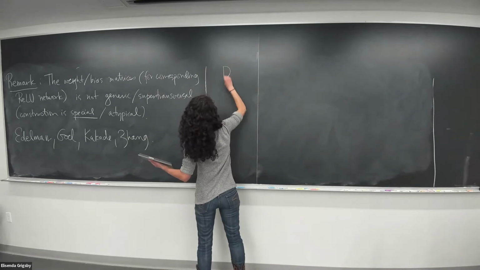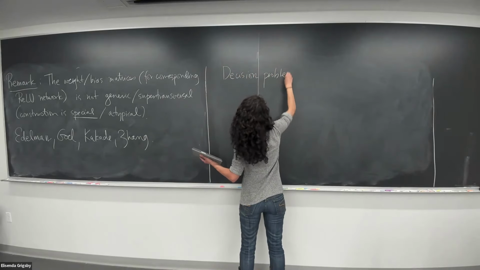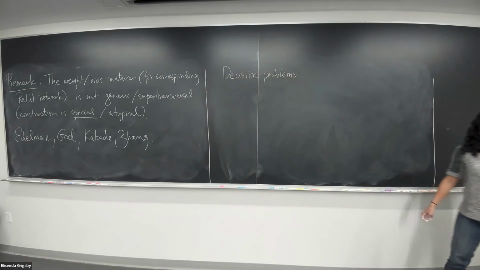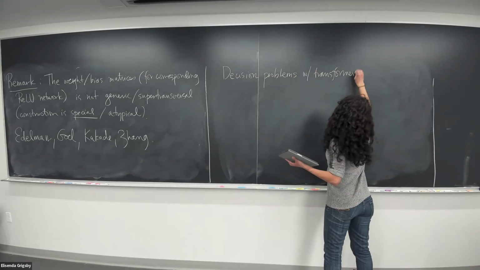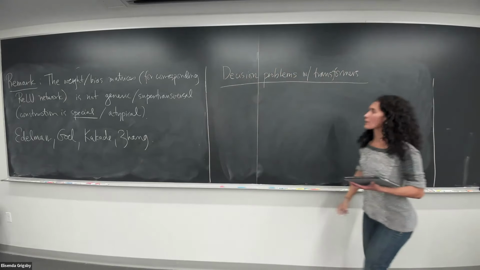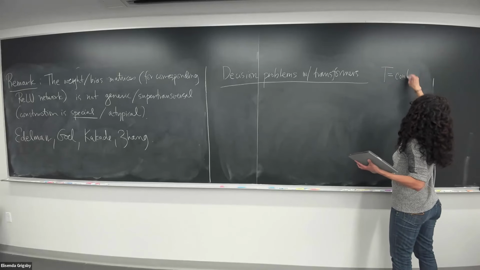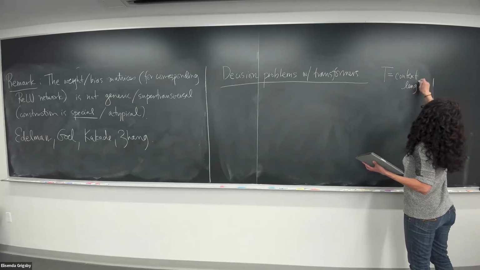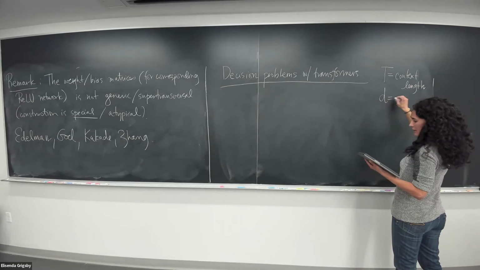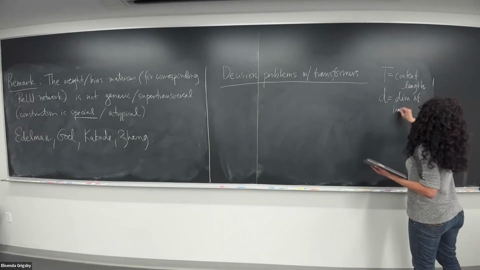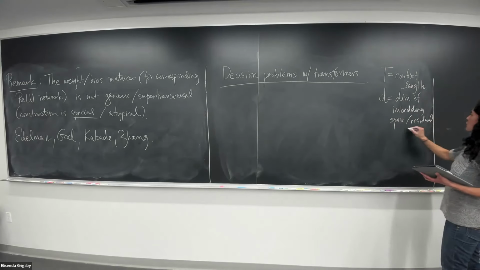Let me talk for a few minutes about how, at least in this paper, they set up a structure for solving decision problems with transformers. So here, in this paper, capital T is the context length. D is the dimension of the embedding space, which we also call the residual stream.